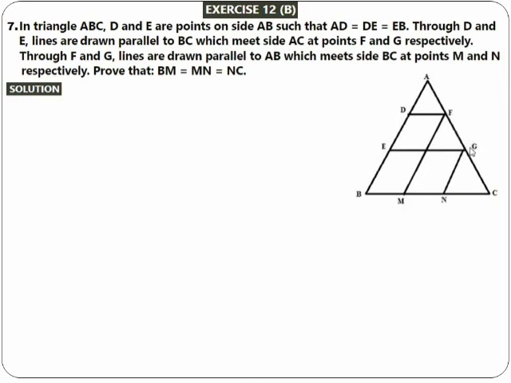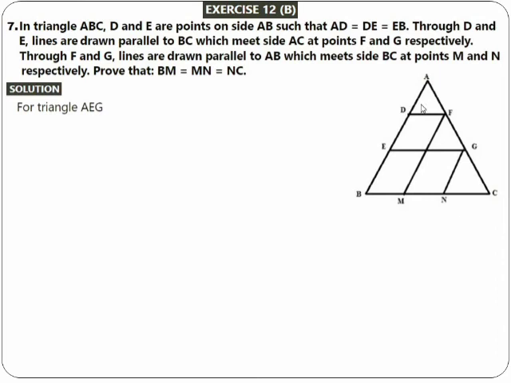Now through F and G, lines are drawn parallel to AB, that is this line and this line, which meet the side BC at points M and N respectively. Now prove that BM is equal to MN is equal to NC. That is what we need to prove here. So without further delay, let us see.